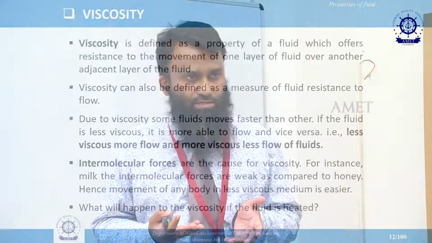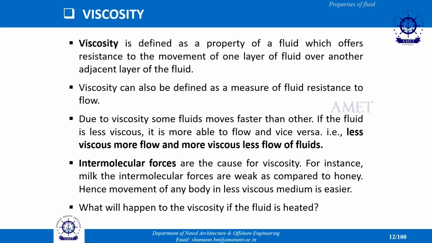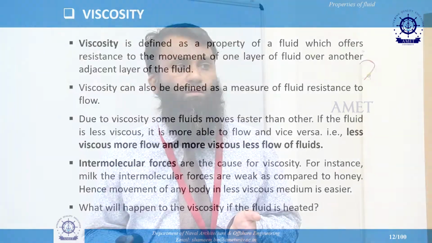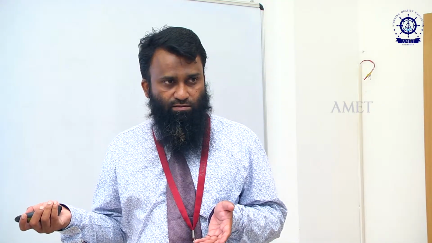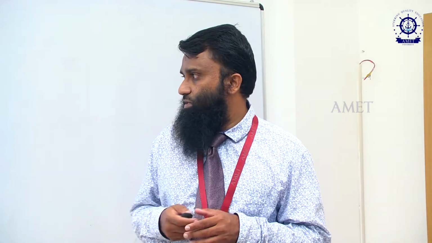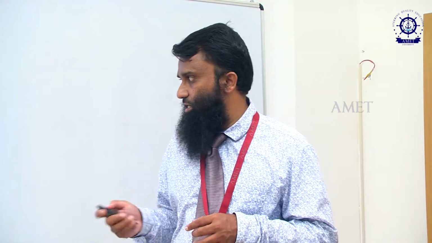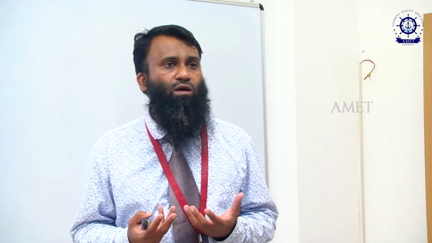Due to viscosity, as I said, some fluids move very fast, some fluids move very slowly. As in the example I said earlier, milk moves fast compared to honey. So with less viscous fluid, the movement will be fast; with more viscous fluid, the movement will be less. Basically less viscous means more flow, and more viscous means less flow of the fluid. Now, what is the chemistry behind this viscosity? Intermolecular forces are the cause of this viscosity.